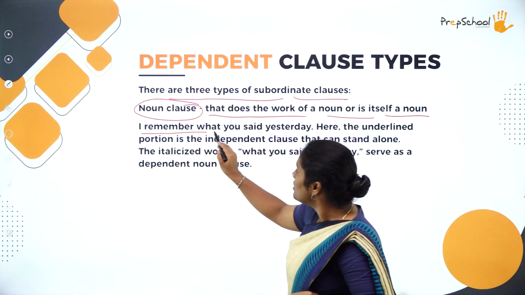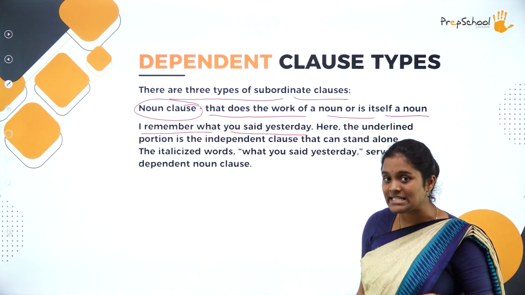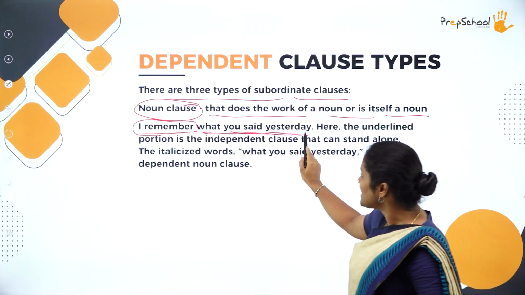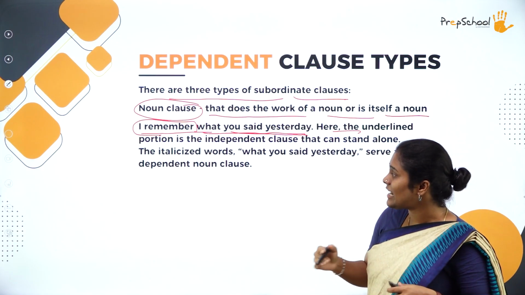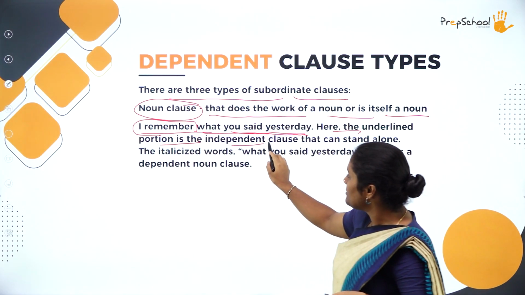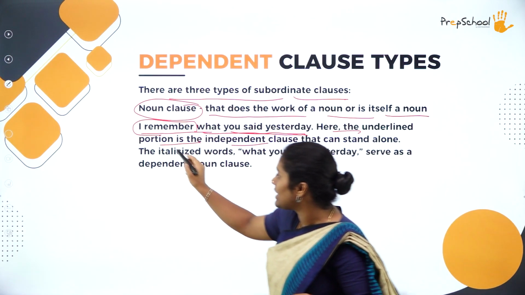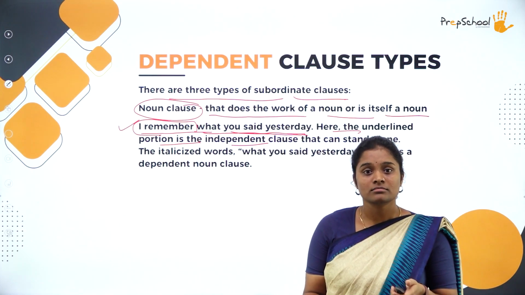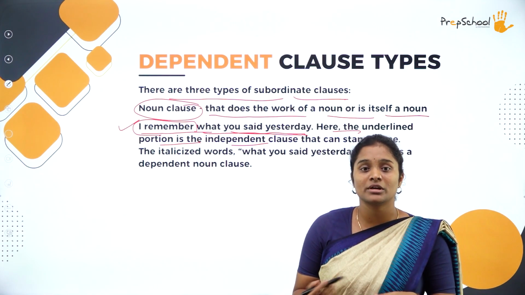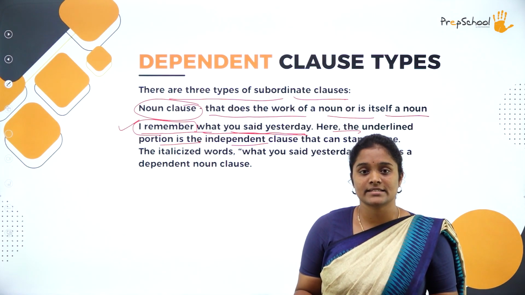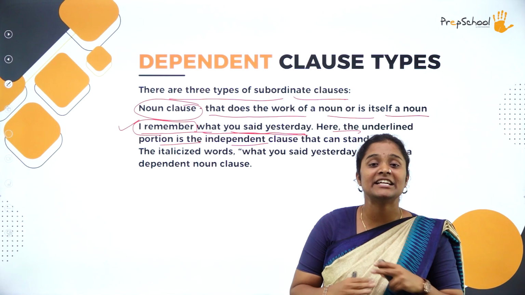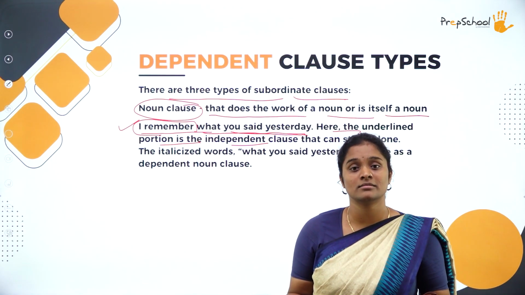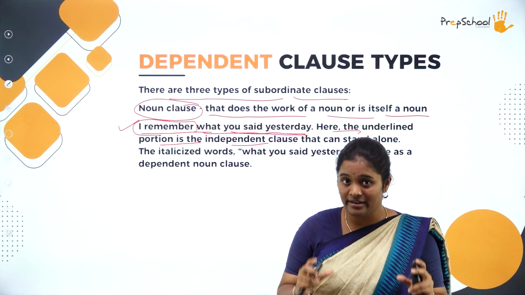I remember what you said yesterday. I remember. Okay. What you said yesterday. Here, the underlined portion is the independent clause. What is the underlined one? I'll underline it for you. This one. I remember. Now, what, which doesn't have to be a case. I remember in itself is an independent clause. If you ask somebody, do you remember it? Yes, I remember. Okay. That is an independent clause.